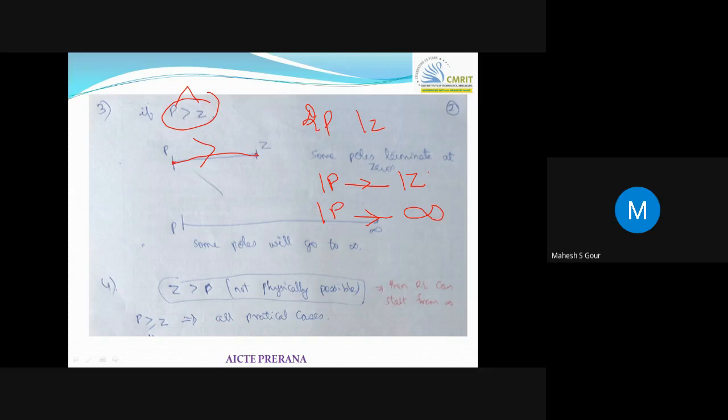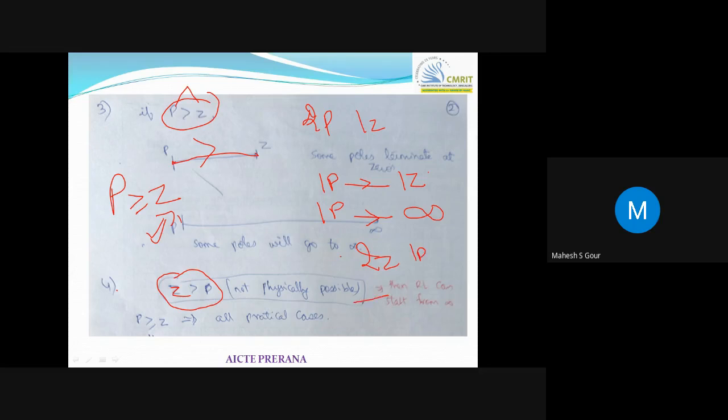Understood? Okay, so these are the practical cases for the entire universe. Only this holds: P must be greater than or equal to Z. What is P? P is the number of poles of the open loop transfer function. Z is the number of zeros of the open loop transfer function. Got it? Okay, there is one more case, which is just theoretical, that is Z greater than P. It means the number of zeros is greater than the number of poles, which is not physically possible. See what will happen if there are 2 zeros and 1 pole.